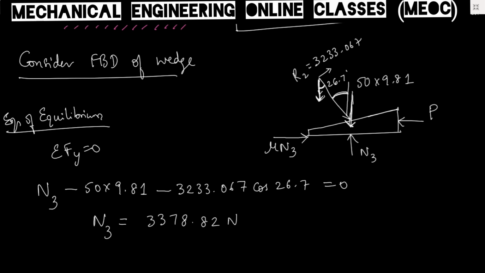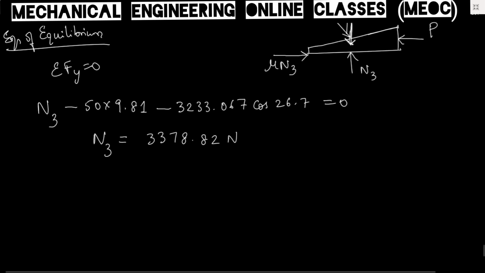So see how bigger values of normal reactions that we are getting. In the previous FBD, we have straight away found the resultant of friction and normal reaction. So there we could not find the value of N1 and N2 separately. But here we are using sigma Fy equal to 0, so we got N3 value, which is very, very high. Let us see what value P should be.